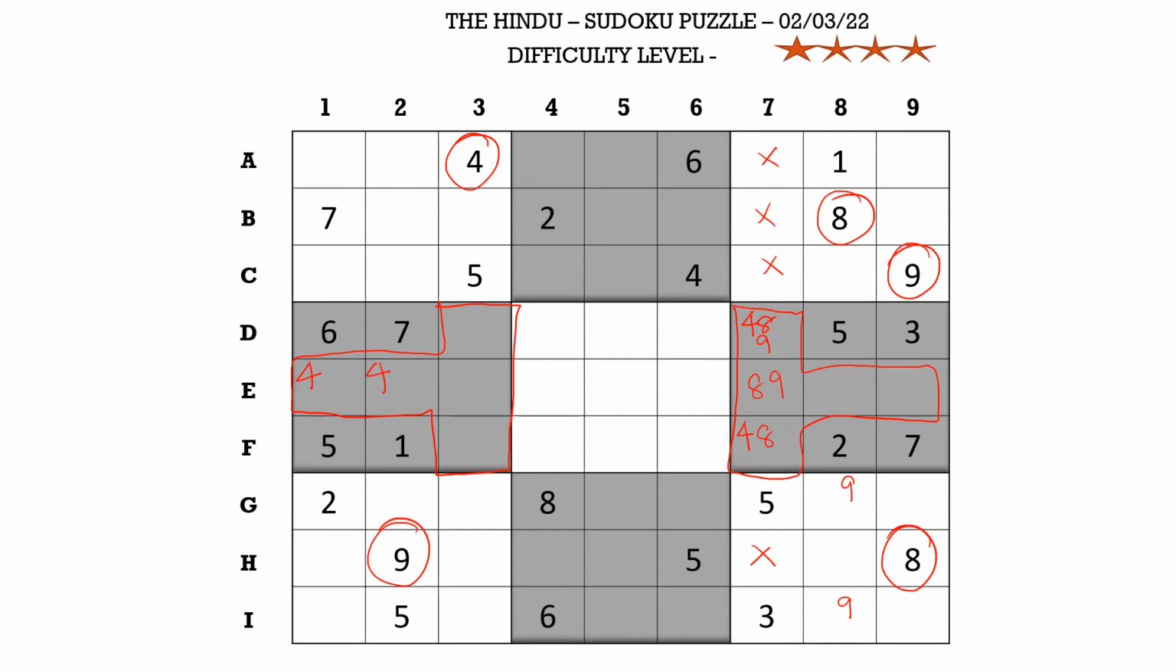So now this is a 4, 8, 9 triplet, right? So in this block, these 3 cells take 4, 8 and 9. That leaves with only 2 missing numbers. The missing numbers are 1 and 6. There is a 1 here in column 8. So E8 takes 6 and E9 takes 1.